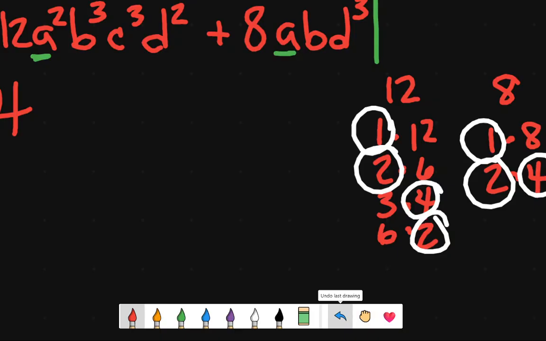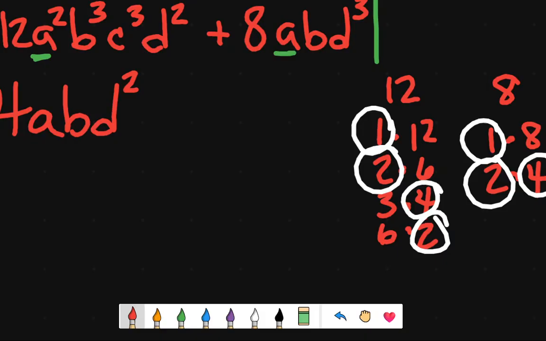All right, so we have 4a. Same thing with b. How many b's do they have in common? Well, there's only one b that they have in common because one of them is b to the third and the other one is just b to the first. How many c's do they have in common? They have no c's in common because the side with 12 as a coefficient has c to the third power, but 8 does not have any c's, so we don't factor out c's. How many d terms do they have in common? If you said d to the second, you would be correct. Okay? So that's what we factor out.